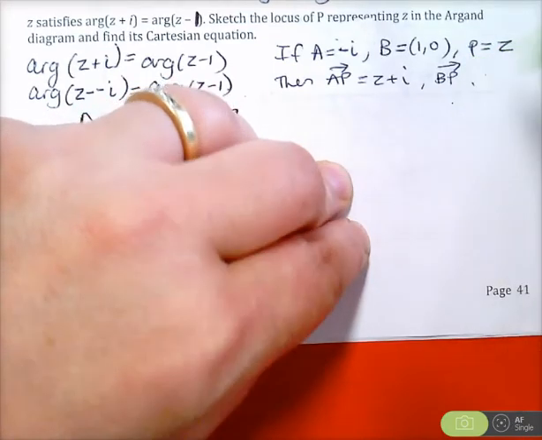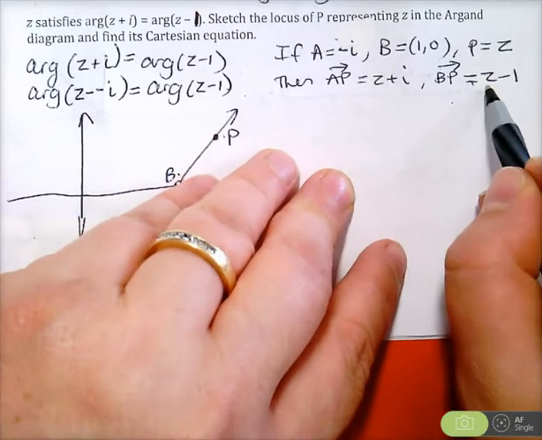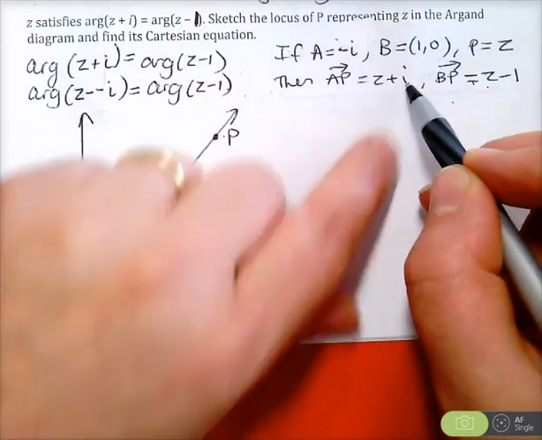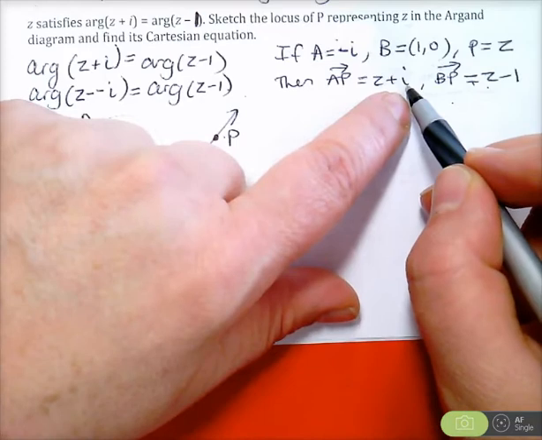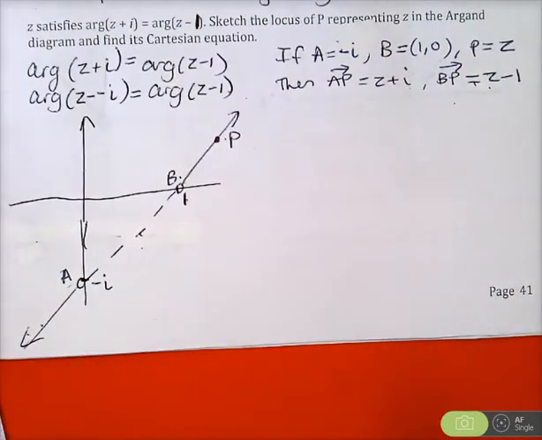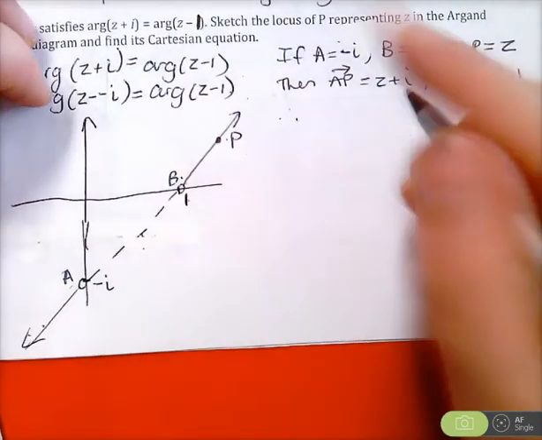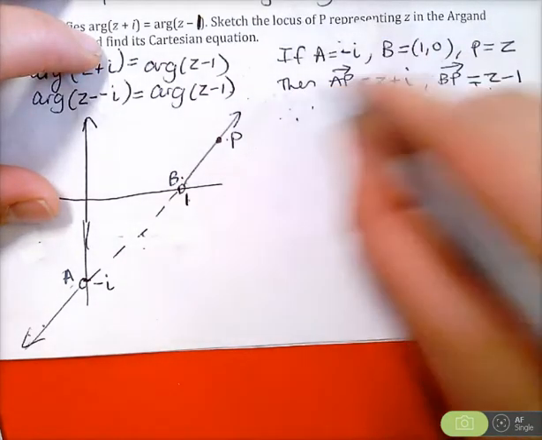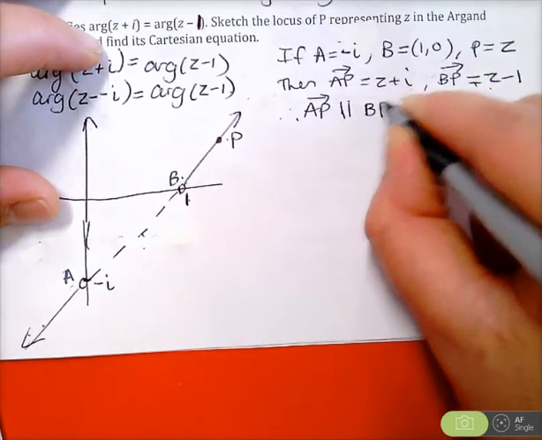Because remember, the way it's written, it's the direction from 1 to the vector z, not to the point z. This is the vector from negative i to z. The direction is the same, therefore P is on the outside. Therefore, can't we say that AP is parallel to vector BP?